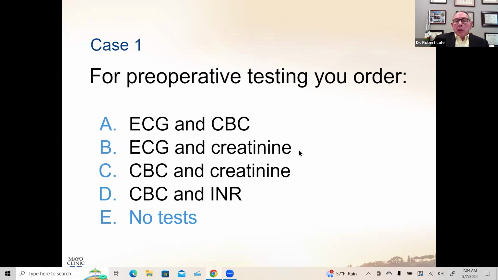This is not going to be a particularly bloody operation. He's a fairly young man. We have no reason to believe his kidney function is not normal. And again, there's no reason to do the INR. So this man can go right ahead with your blessing and should do fine.